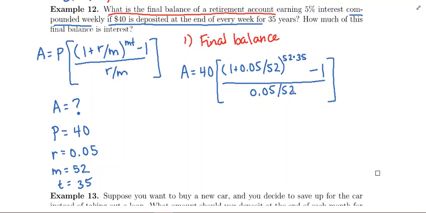Like I said, this is definitely more complicated than the compound interest formula. So don't try to put this in the calculator all at one time. You'll end up making a mistake. When you put this kind of thing into the calculator, you want to start with the most complicated part first. So if you look at this as a whole, you have 40 times all this stuff in brackets.